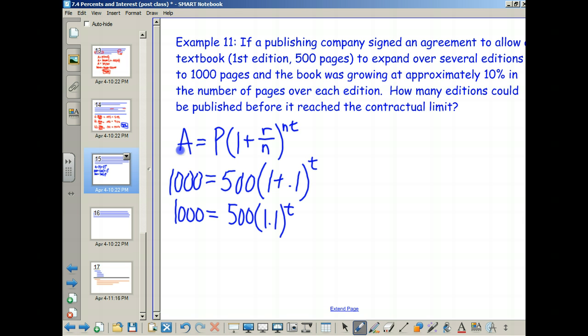Okay? Now, I'm not interested in us solving this with algebra. That is to say, what you would do is literally use logs to pull that t down. Some of you had enough math, you know what I'm talking about. If you don't, it's okay. That's not what we're interested in doing here.